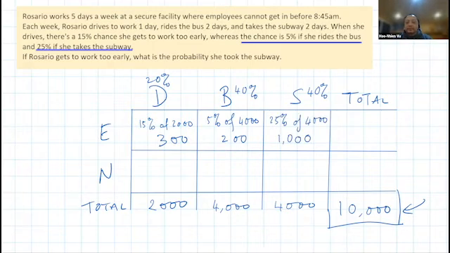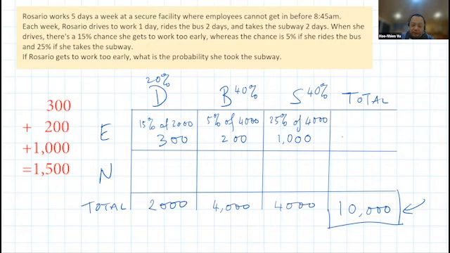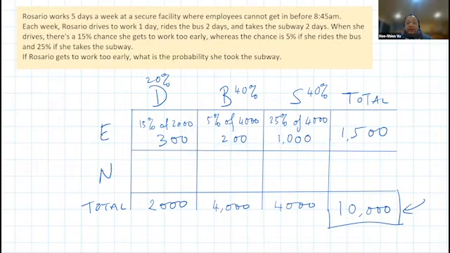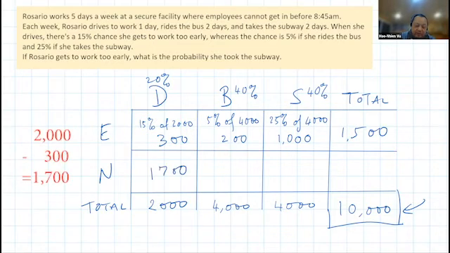And the subway. That makes it totally out of 10,000 days that Rosario works. She gets to work too early 1,500 days by adding these three numbers together. All right, what about the rest of the cells? Well, these two numbers need to add up to 2,000. That means this empty cell here has to be 1,700. 300 plus 1,700 equals 2,000. I just subtract 300 from 2,000.